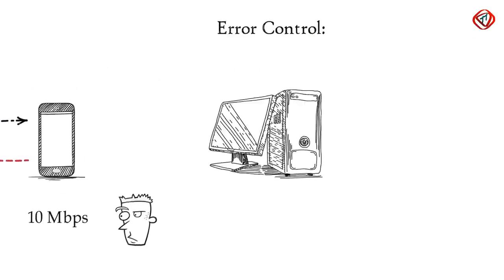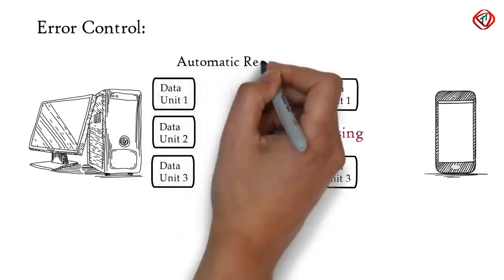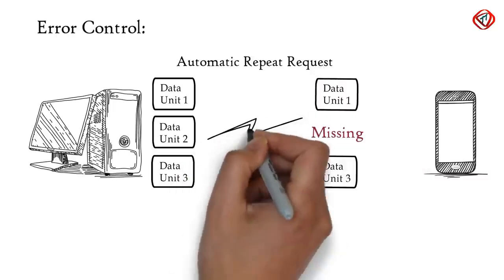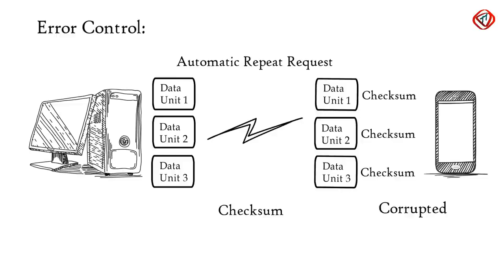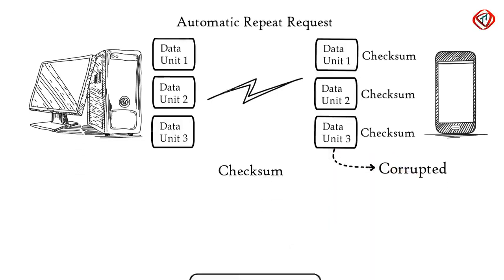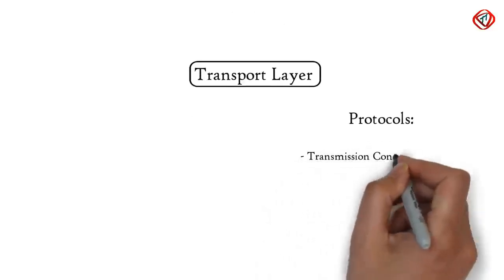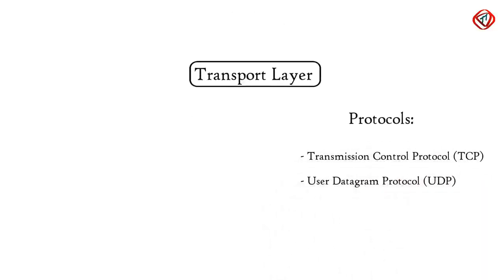Transport layer also helps in error control. If some data does not arrive the destination, transport layer uses automatic repeat request schemes to retransmit the lost or corrupted data. A group of bits called checksum is added to each segment by the transport layer to find out received corrupted segment. Protocols of transport layer are Transmission Control Protocol or TCP and User Datagram Protocol or UDP.